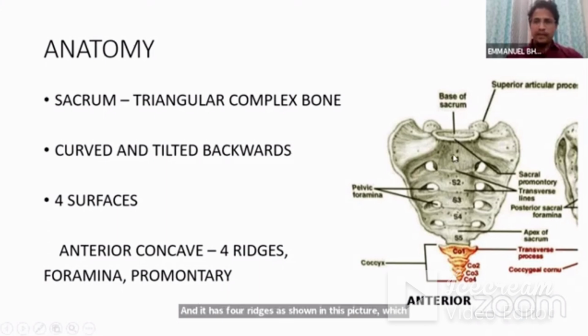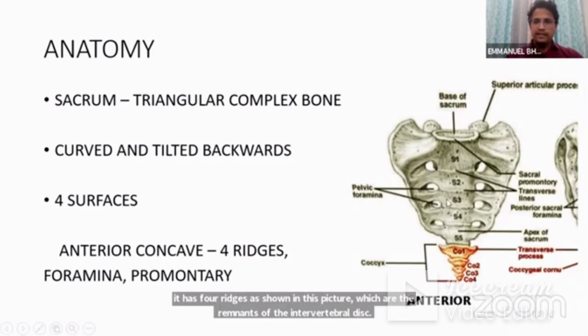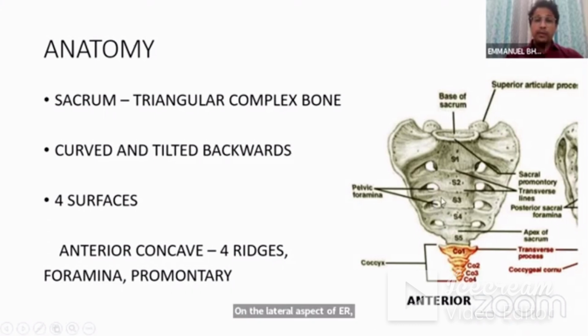On the lateral aspect are the neural foramina, or the ventral foramina, which are broader than the dorsal foramina, for the exiting of the sacral nerve roots. And anterosuperiorly, as we see here, there's a prominence called the sacral promontory.